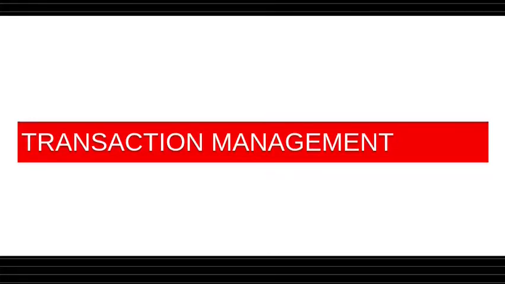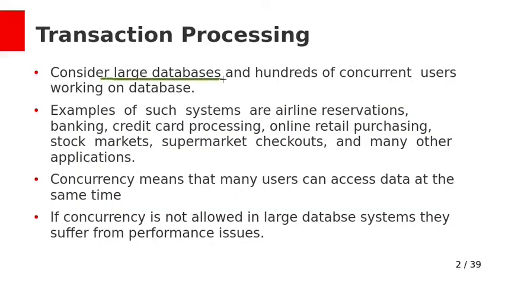In our previous classes, we have seen normalization. Today, let us see transaction management. Consider large databases. Hundreds of concurrent users are working on the database, for example airline reservations, IRCTC reservations, and online purchasing like Amazon or Flipkart. Concurrency means many users can access the data at the same time.